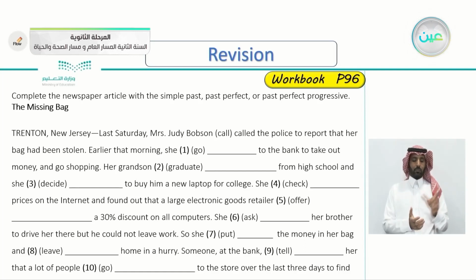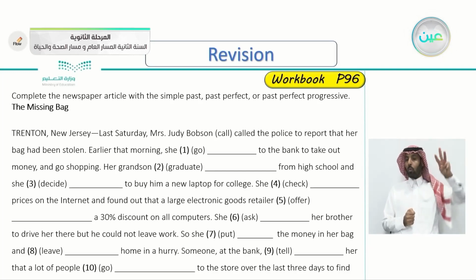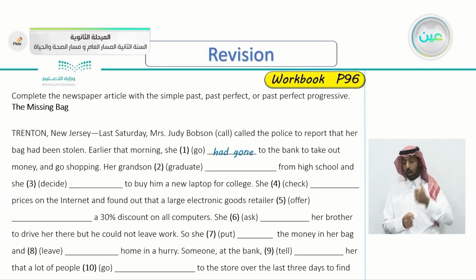The missing bag, Trenton, New Jersey. Last Saturday, Mrs. Judy Bobson called, the first one is done for you, the police to report that her bag had been stolen. Earlier that morning, she went to the bank to take out money. And the verb is go. So what did she do? Very good. She had gone to the bank to take out the money and go shopping.